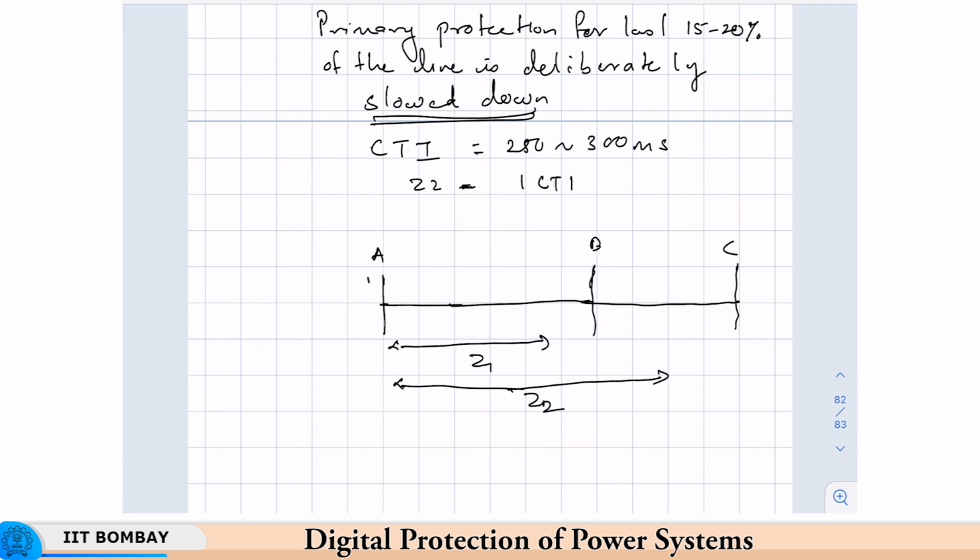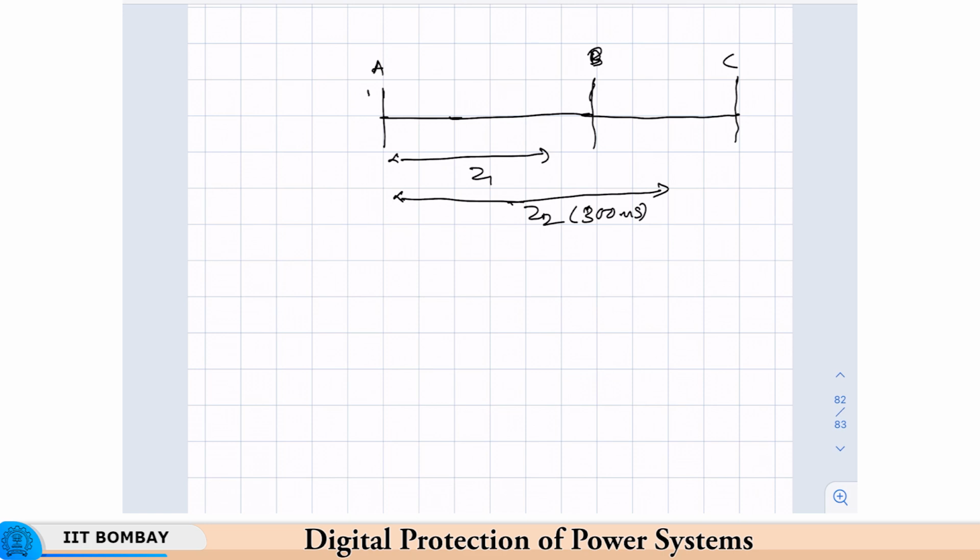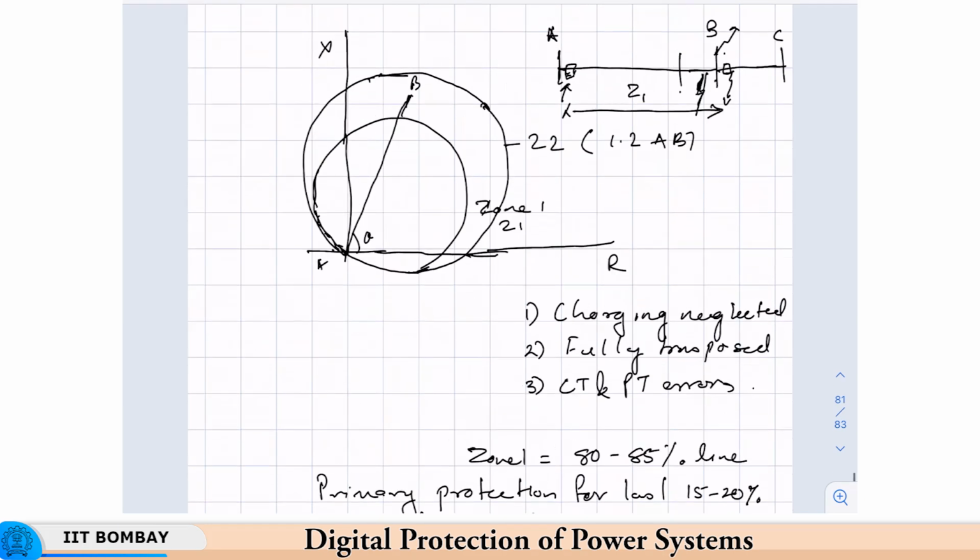So what it usually does is check whether it is in zone 2. Then if it is in zone 2, it will further check whether it is in zone 1 as well. If it is in zone 2, then it can wait for up to 300 milliseconds. If it is in zone 1, the trip has to be instantaneous. This is in terms of the electromechanical relays.